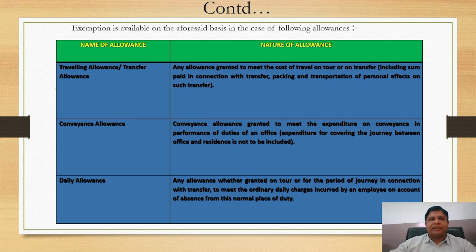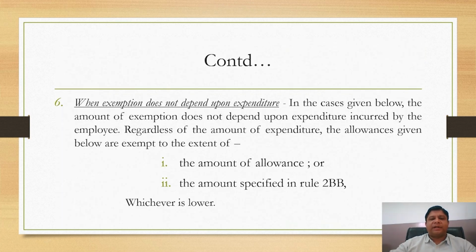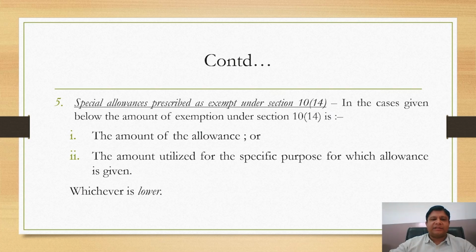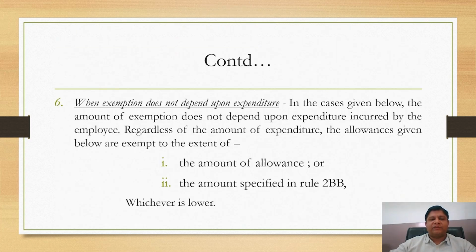Next, when exemption does not depend upon expenditure. In the previous part, we discussed when allowances depend on expenditure. Now we are discussing exemption that does not depend upon expenditure. Regardless of the amount of expenditure, the allowances given below are exempt to the extent of the amount of allowance or the amount specified in Rule 2BB, whichever is lower.